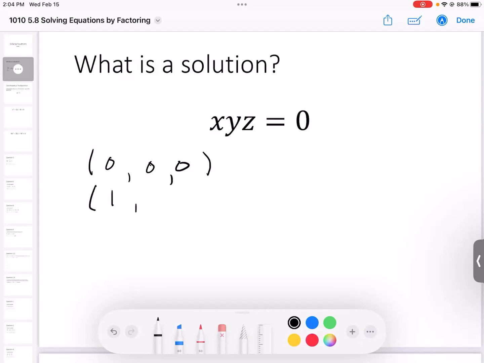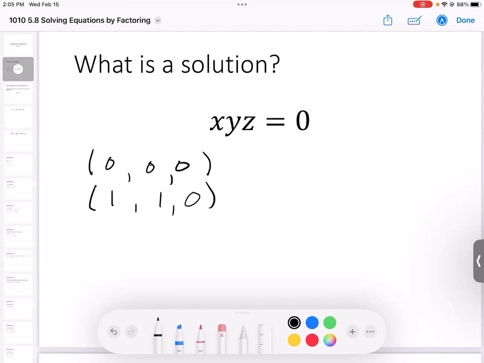Okay, so if I do 1, 1, and negative 1, 1 times 1 is 1. 1 times negative 1 would give us negative 1, so that wouldn't actually equal 0. But maybe if I change this to a 0, that would work. And technically you could have anything here, right? You could have like 12 and 37 and 0 or anything like that. So you could have anything with a 0. Are there any other possibilities?